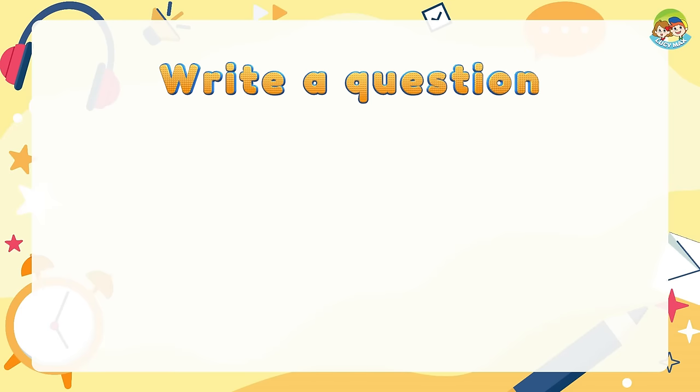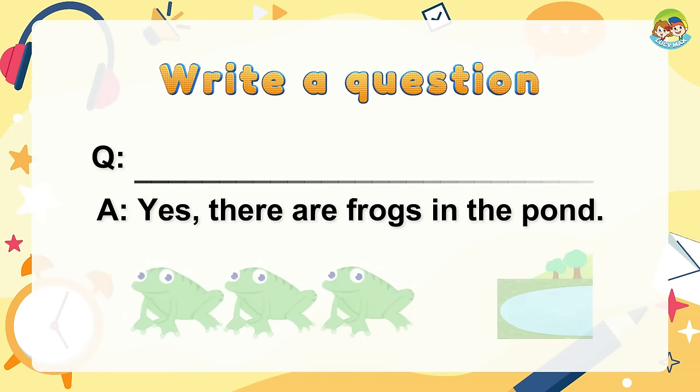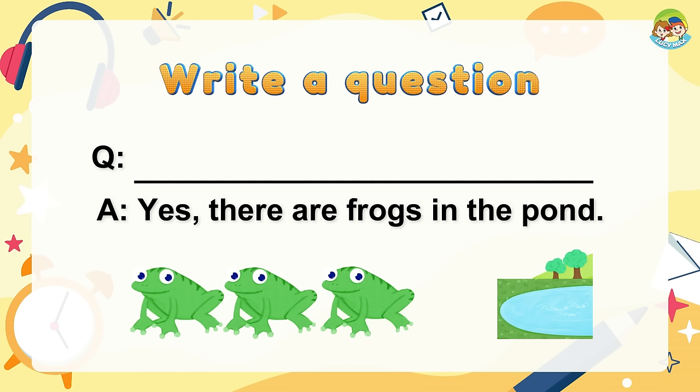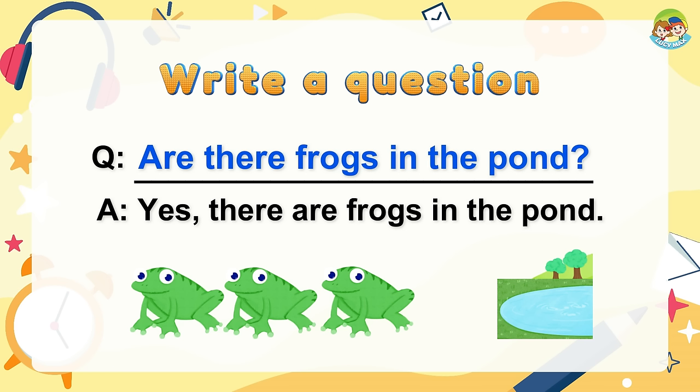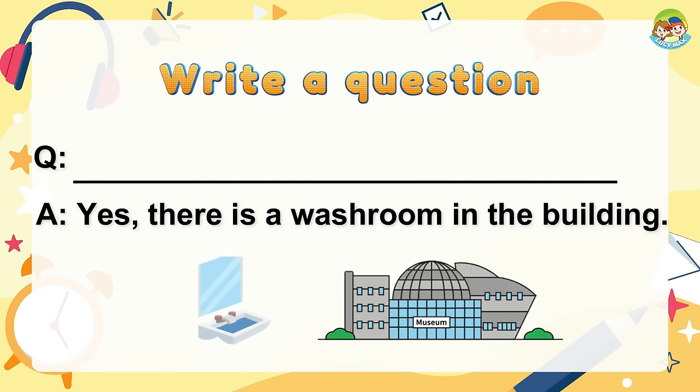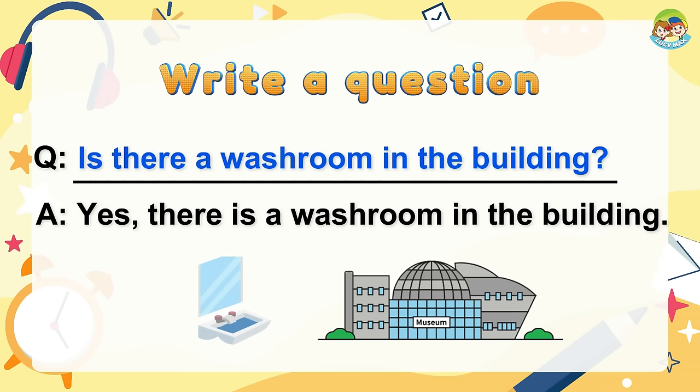We will write a question. The answer is yes, there are frogs in the pond. We start the question with a be verb, are. Are there frogs in the pond? The answer is yes, there is a washroom in the building. Start the question with the be verb, is. Is there a washroom in the building?